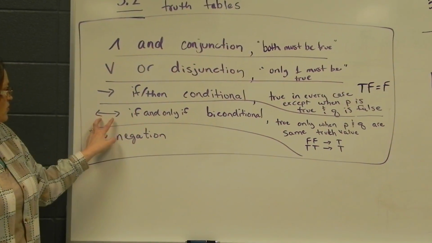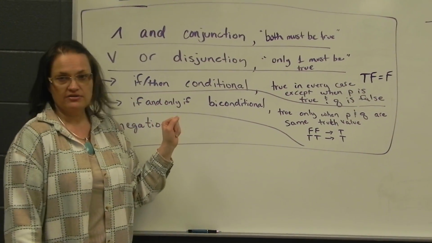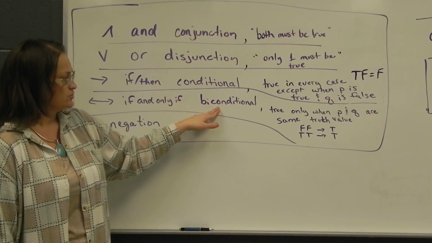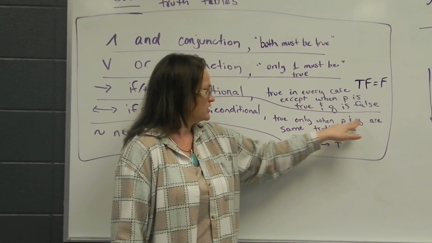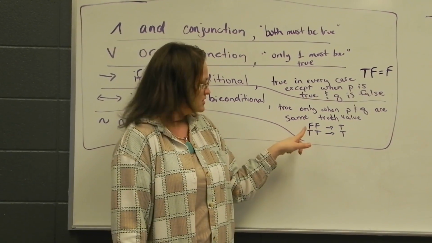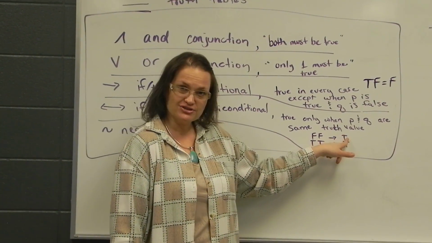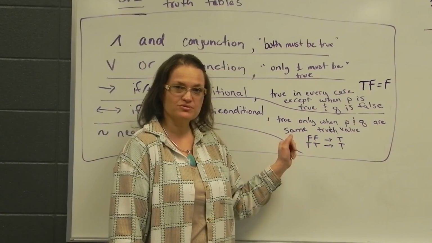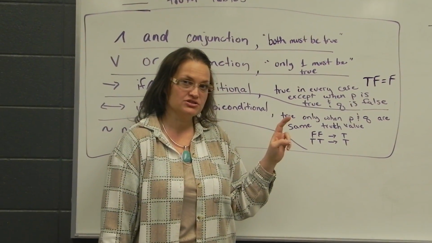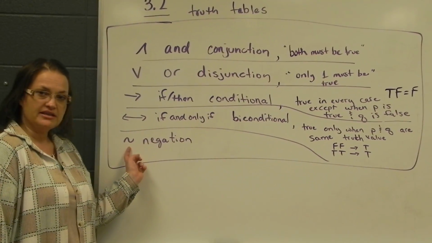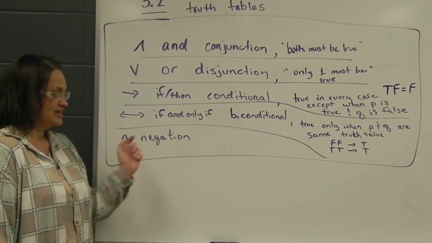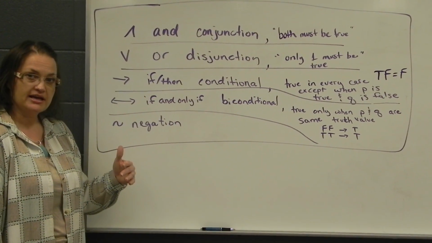The next one, the double arrows, is the if and only if statement, and that's called a biconditional. And it's true only when P and Q are the same truth value. So F and F is actually a true, and true and true is a true. So they have to have the same value on a biconditional. And then this is the negation, kind of a little squiggly line. A negation symbol does the opposite of a statement.